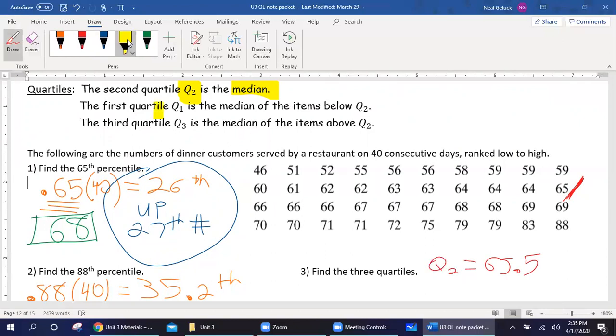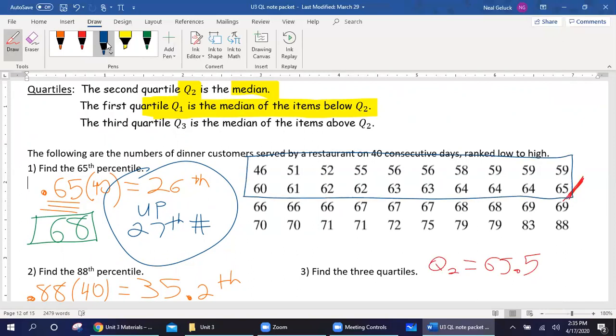The first quartile is just the median of everything below. So for the first quartile, just basically act as if I'm only looking at these numbers. I'm going to go right dead center of those. Dead center of those would be between the 10th and 11th value. So I'm taking the 59 and the 60, and I'm finding the average of those. So quartile 1 is the average between 59 and 60, which is 59.5.